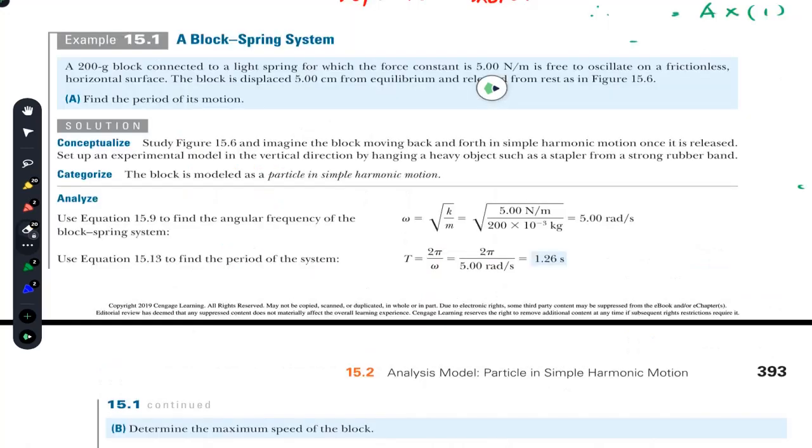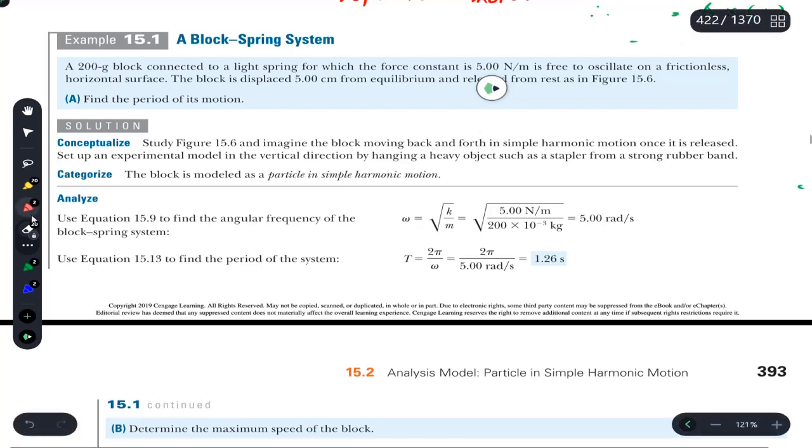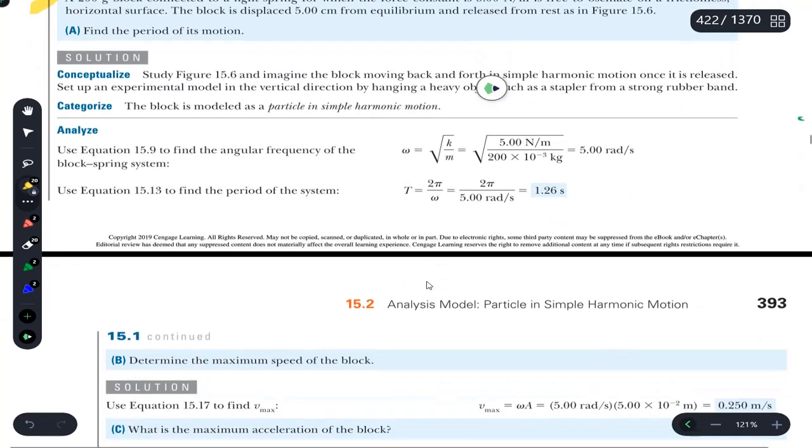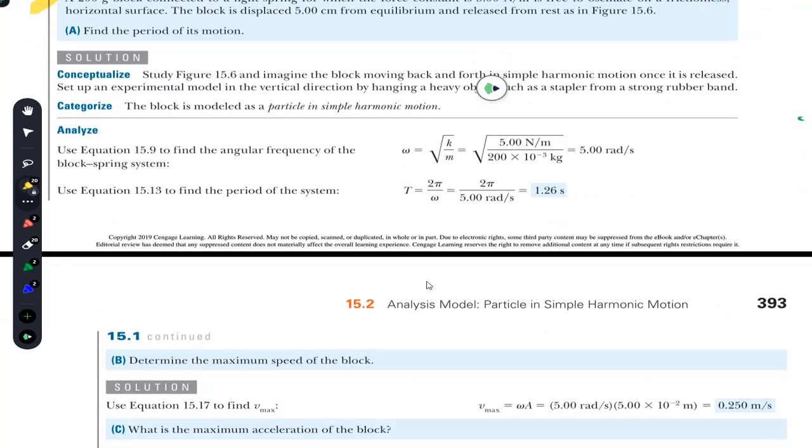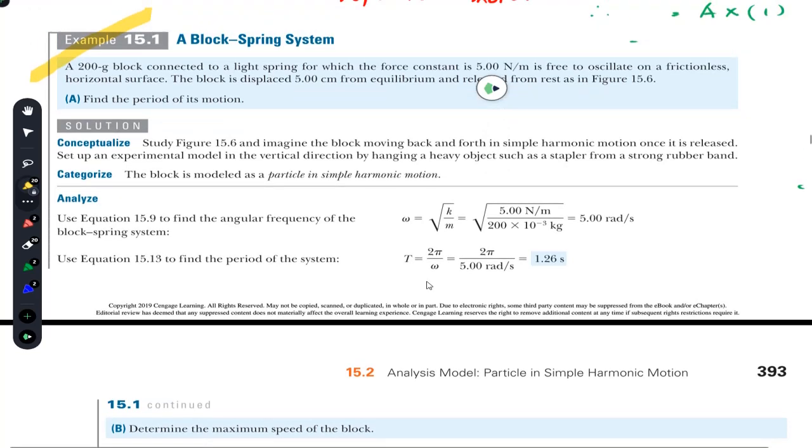Alright, in this video, we're going to look at examples given in the book. In this example 15.1, we're going to see a few terms that you have seen earlier, for instance omega, period, angular frequency, maximum speed, maximum acceleration, and even the sinusoidal expression. We're going to learn how to substitute things into it.